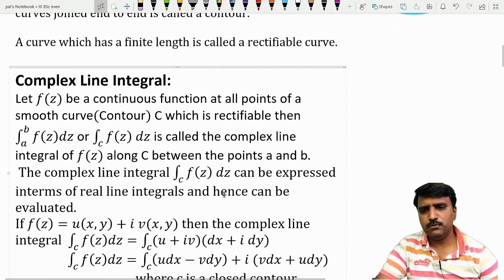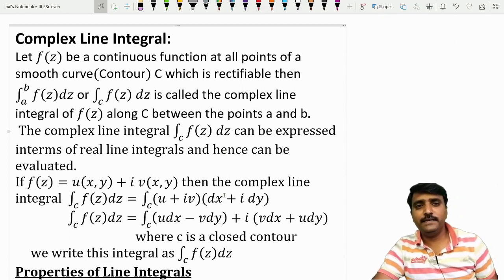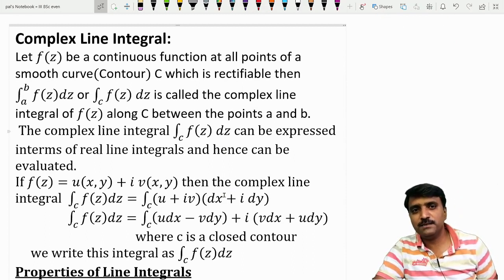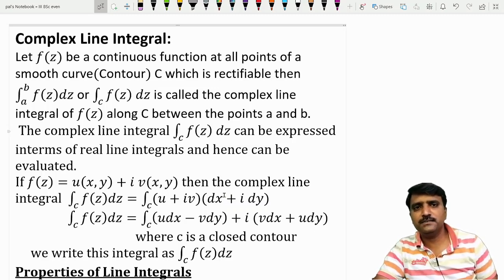Now we come to the complex line integral. Why a line integral in the case of complex numbers? What is the difference in integration between a function that is complex valued and a function that is real valued?